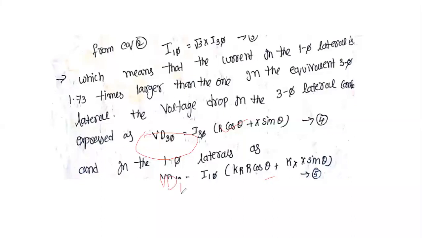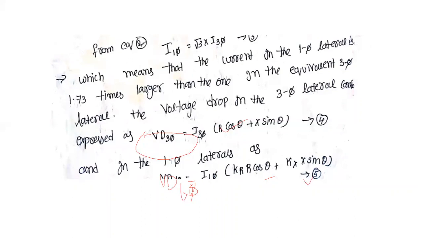VD single phase is equal to I single phase into (KR R cos theta plus KX X sin theta). Consider this as equation number 5.